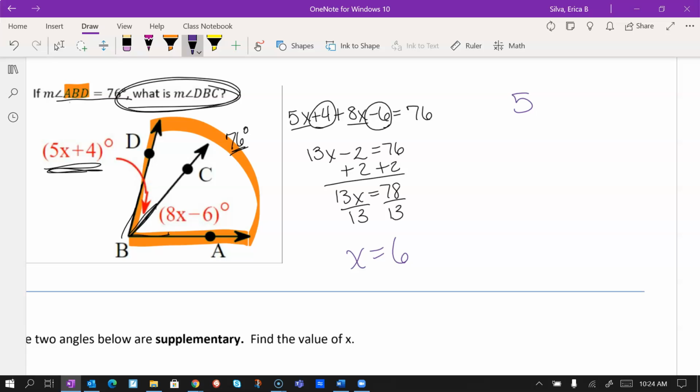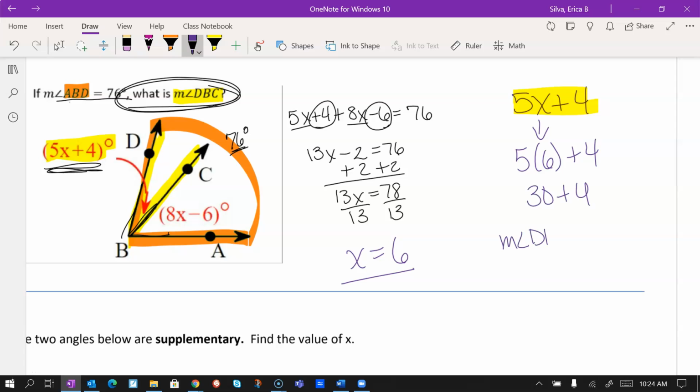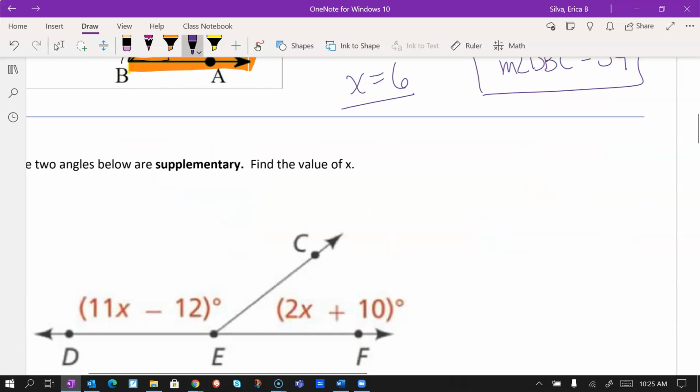Thank you so much. That would have been a disaster. So we've got 5x plus 4. That is DBC. So that's this measurement here. And instead of x, we're going to plug in 6. So 5 times 6 plus 4, we get 30 plus 4. So the measure of angle DBC is equal to 34. Questions so far? All right, let's go to the next one.